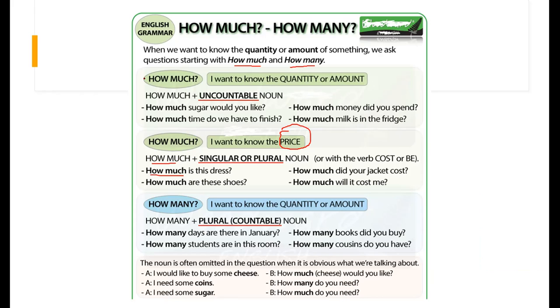So as a recap, we use how much when you're talking about, for example, food.